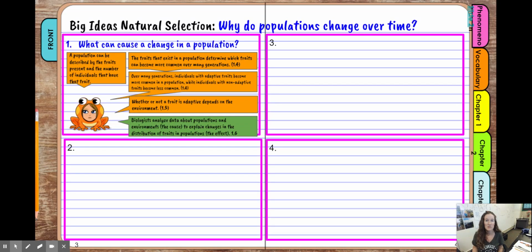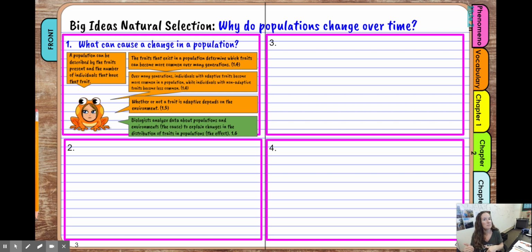Hey guys, we're finishing up chapter 1 here for natural selection. And remember, the phenomenon we're looking at is that population of newts in Oregon. So on your big idea page, you should have the question, why do populations change over time? That's a general question about all populations. So we're looking at that general question, and then we're hyper focusing it down to our phenomenon of the newts.